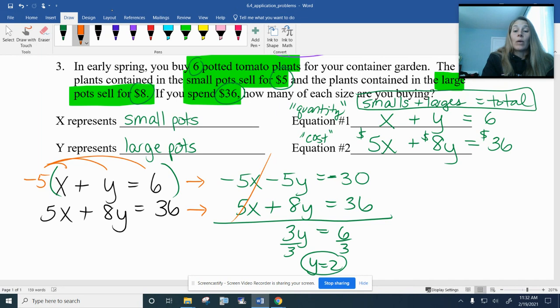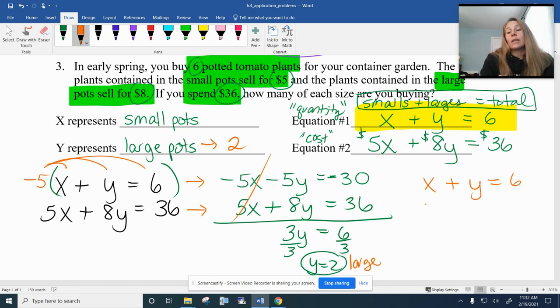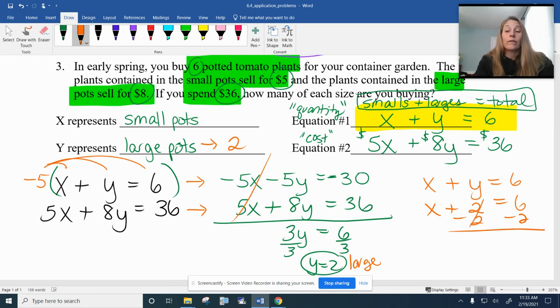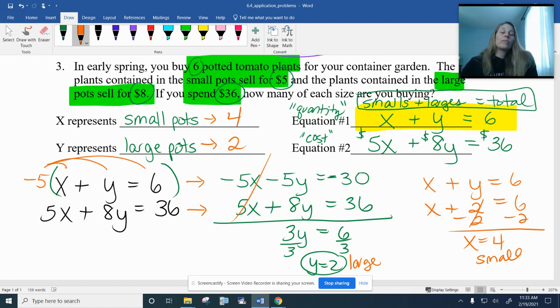So remember, I found my y first here, so that's going to represent my large one. So I have 2 large. So if I take a look at my quantity equation, which was the simpler one, if I know x plus y equals 6, and I just figured out that I'm going to have 2 large, I substitute that in for y, so I can subtract the large ones from the total, which leaves me with 4 small. And there you go. And that's how you solve a cost versus quantity problem using the elimination method.